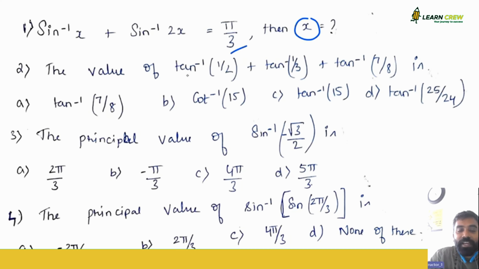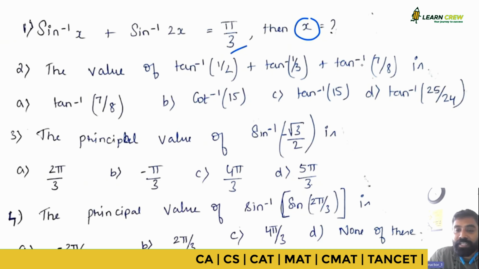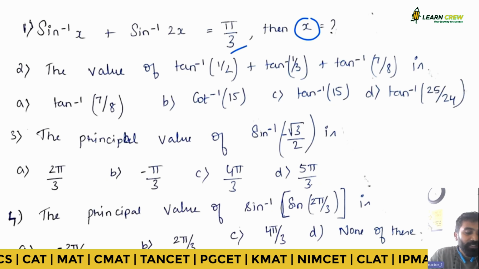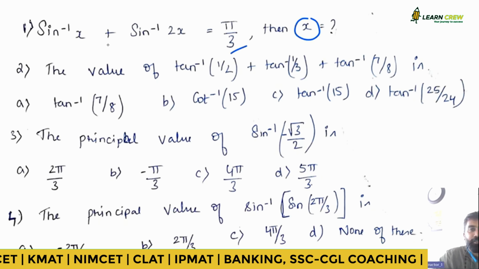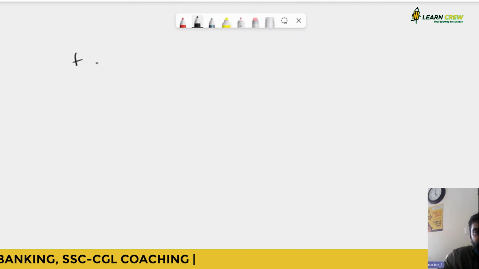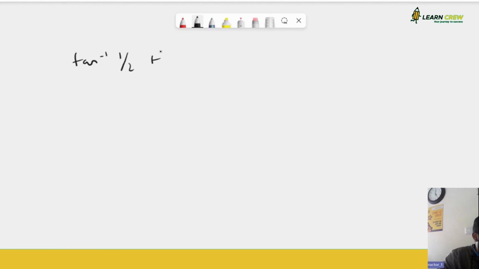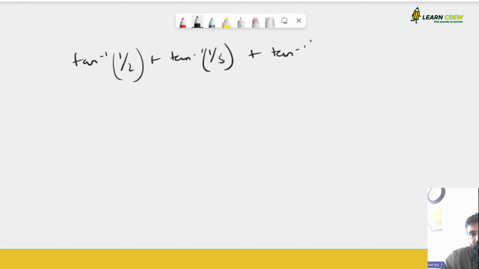Okay. The next one is the value of tan inverse of half plus tan inverse of 1 by 3 plus tan inverse of 7 by 8 is. So start it, solve it. Okay. All I've written it: tan inverse of half plus tan inverse of 1 by 3 plus tan inverse of 7 by 8 is what?